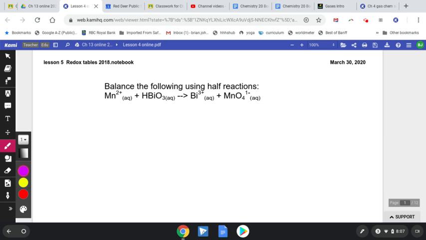I'm going to do a quick little review of how to use the half reaction method to balance a redox equation. I've already done this, so you can just sit back and relax. We will be working on page 196 in our guide. Oh, here we go in real time.